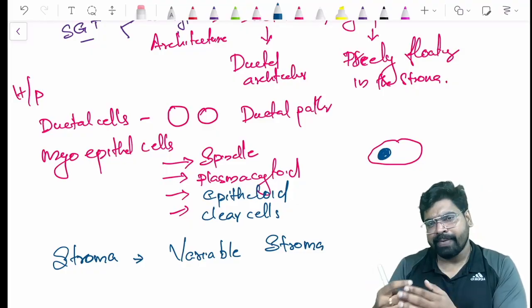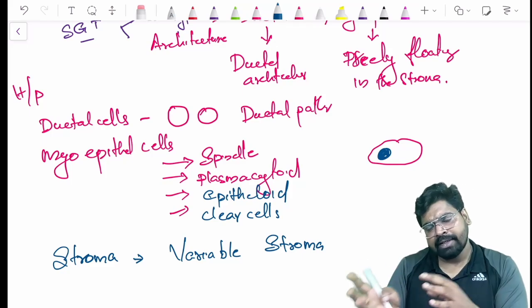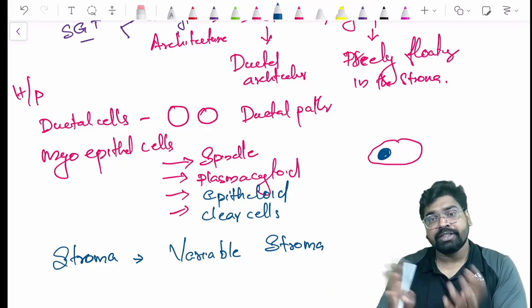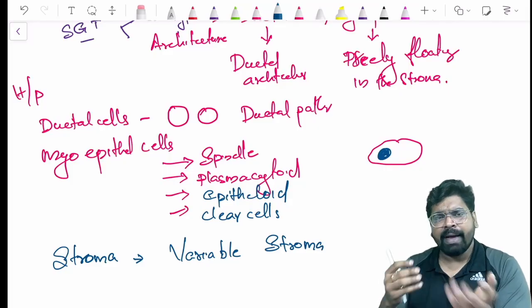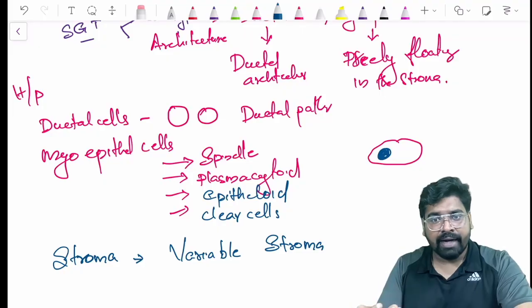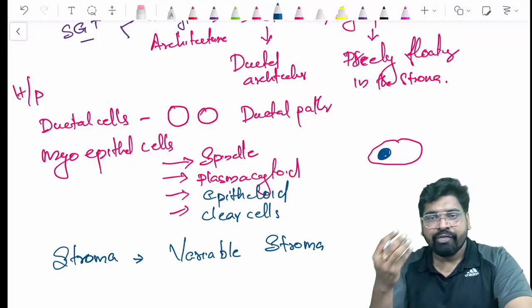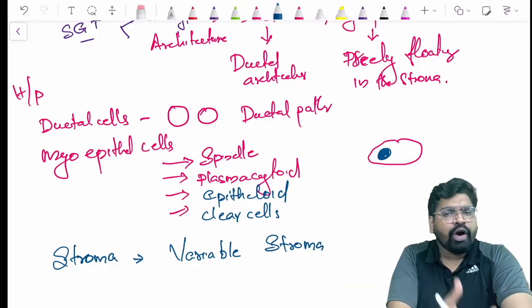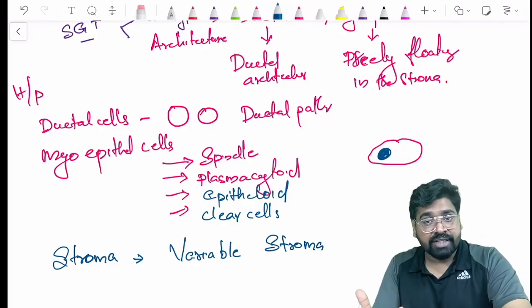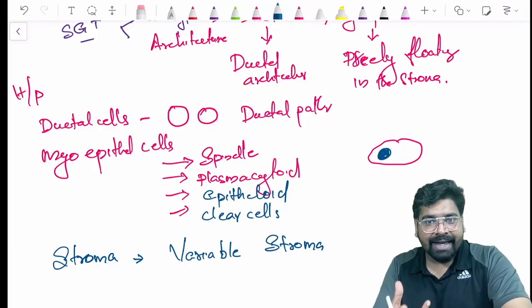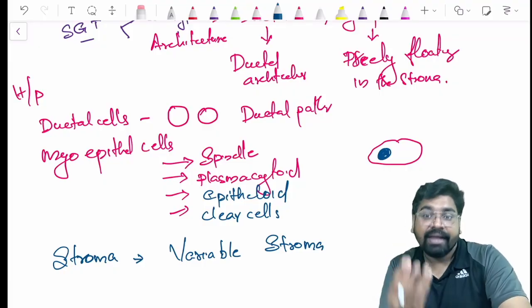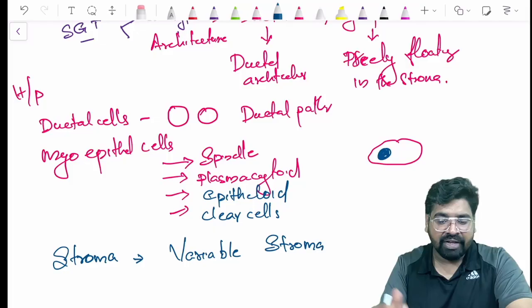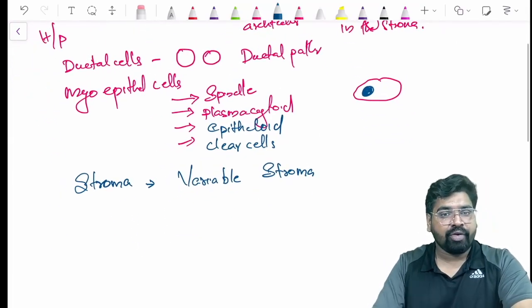They have components from the other germ layers. Like in the stroma, they will have some cartilage. So imagine a salivary gland tumor whose stroma contains some amount of cartilage, some myxoid regions, some mucoid regions, some osseous regions. So bone, cartilage, mucinous things, and myxoid areas in a single tumor itself. So the stroma is variable.